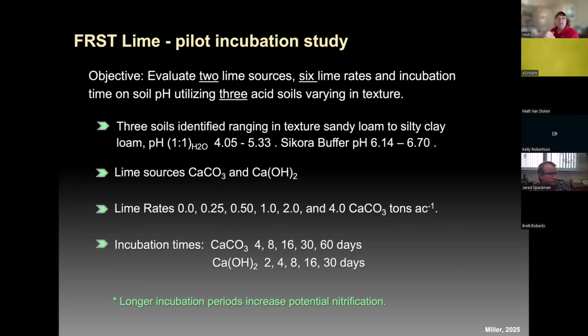Lyme sources are going to be calcium carbonate and calcium hydroxide. And you may ask, well, why are we doing 2 Lyme sources? I'm going to talk about that briefly in the next slide. Our Lyme rates range from 0 to 4 tons the acre. We think that kind of takes care of a scope. Maybe on that Socorro buffer at 6.14, 4 tons won't be enough, but we're going to get a nice relationship there. And then the incubation times are 4, 8, 16, 30, and 60 days on the calcium carbonate, and it's 2, 4, 8, 16, 30 days on calcium hydroxide. Calcium hydroxide will react faster, and that is one of the reasons we're including this in here.